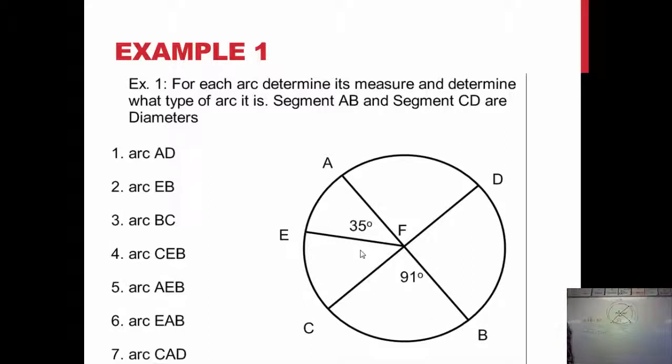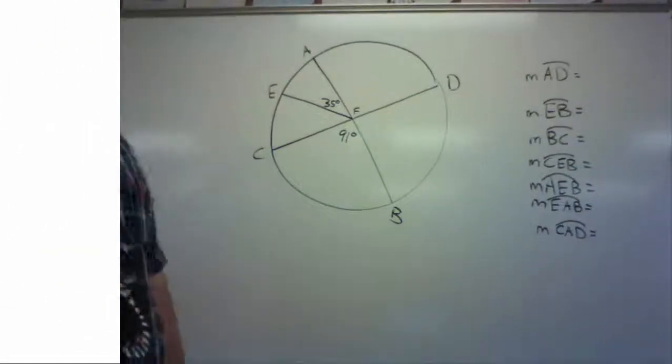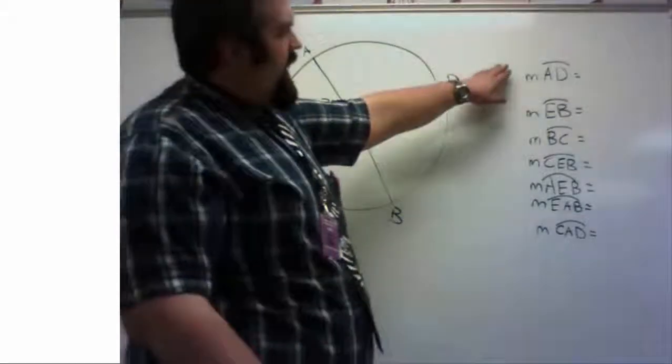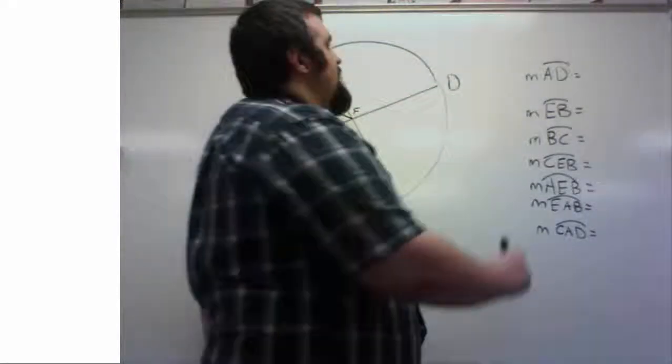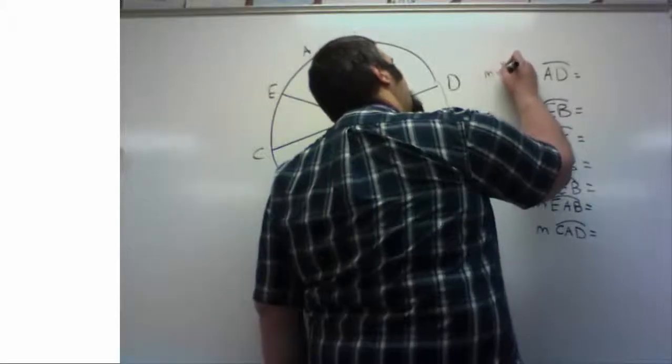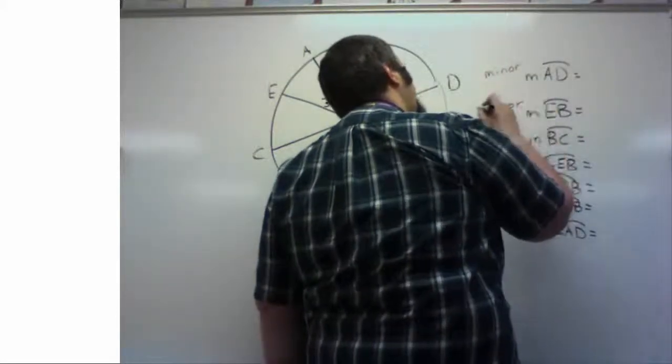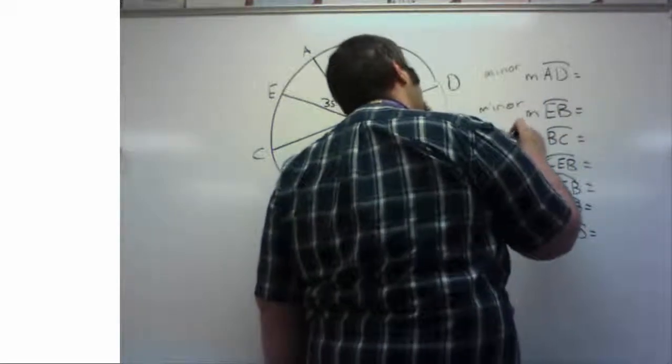Segment AB and segment CD are diameters. Alright, so it says for each arc, determine its measure and determine what type of arc it is. I look. Well, these three, I don't even have to look here on the diagram. I know that the first three all have to be minor arcs, because there's only two letters. They have to be minor. There's no way around it.